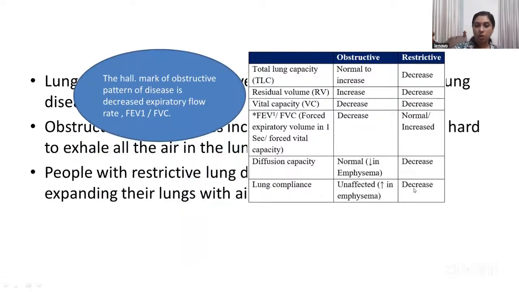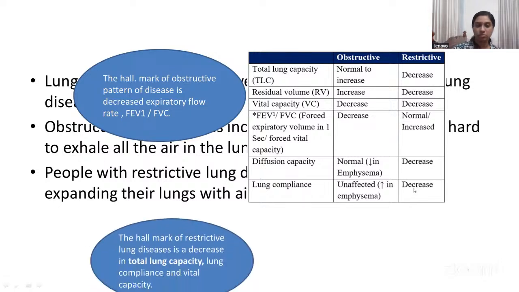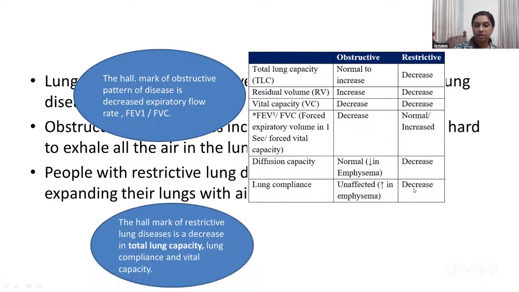The hallmark of the obstructive pattern of disease is the decreased expiratory flow. That's what the definition says. The hallmark of restrictive lung disease is a decrease in the total lung capacity. This can also be asked as a future question. Also, total lung capacity, lung compliance or lung elasticity, and vital capacity are reduced in restrictive types of lung diseases.